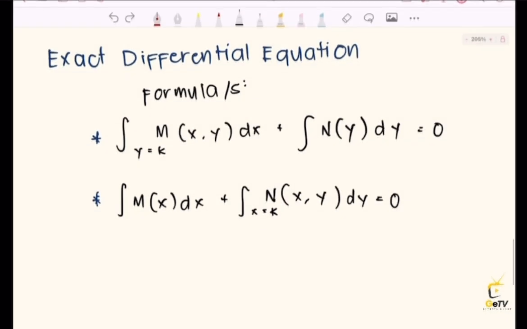In this short break, we're going to discuss the exact differential equation. An exact differential equation has two formulas. The first one is the integral of M of x and y dx plus the integral of N of y dy equals 0, wherein y is the constant. The other formula is the integral of M of x dx plus the integral of N of x and y dy equals 0, wherein x is the constant.